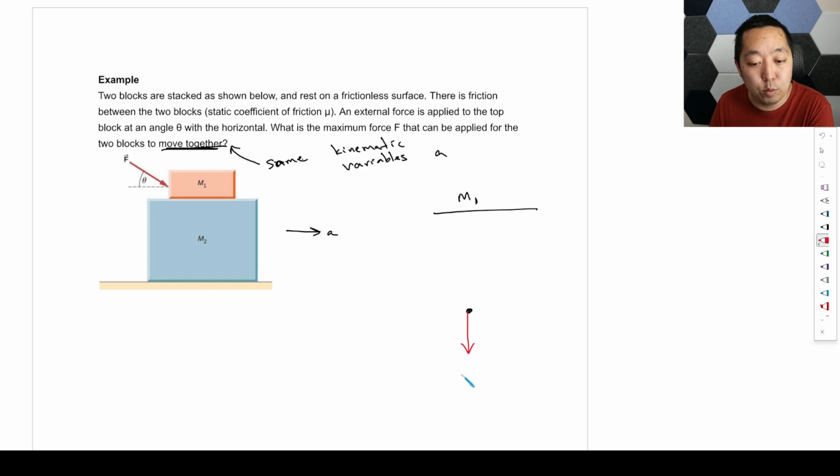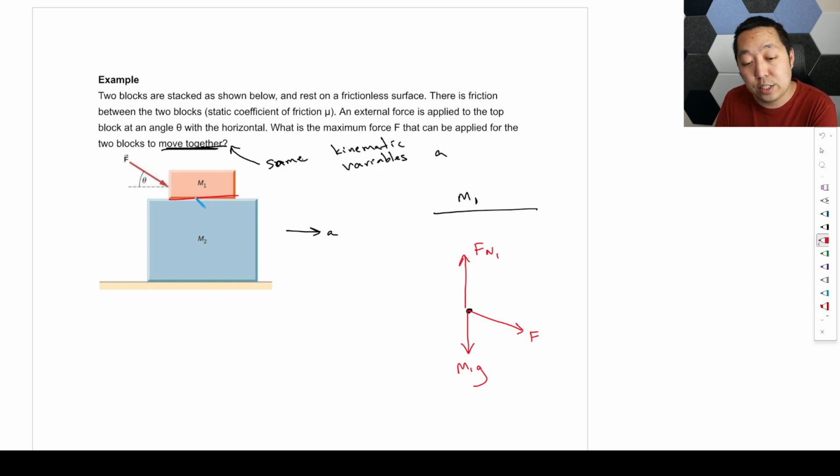So first you're going to have M1 g, gravity. Then what's touching it? You have this F going down at an angle theta here. What else is touching it? The surface here, this normal force between M2 and M1, because there are two forces. A normal force, we'll call it on block 1.